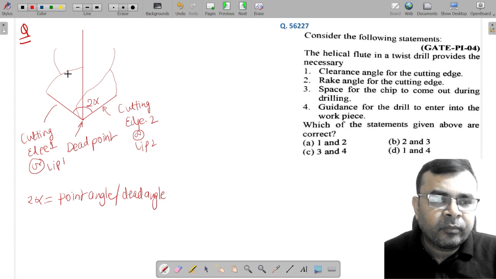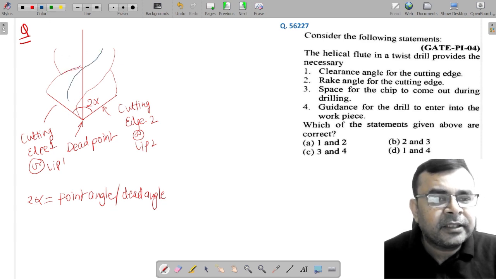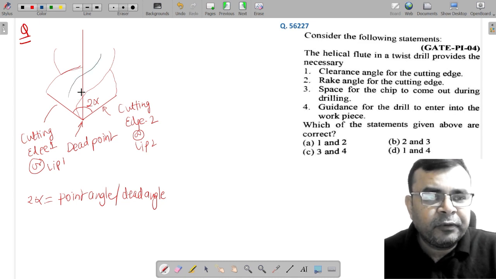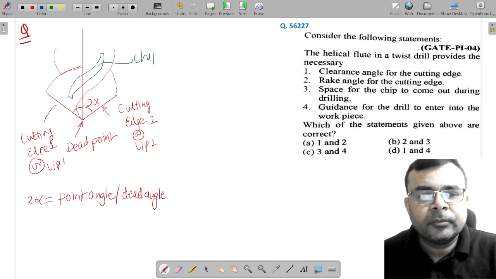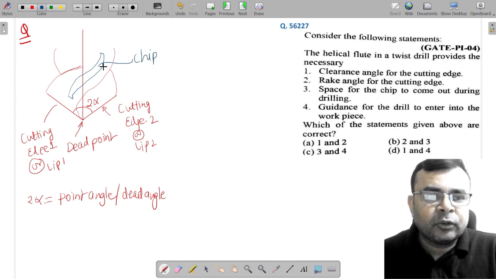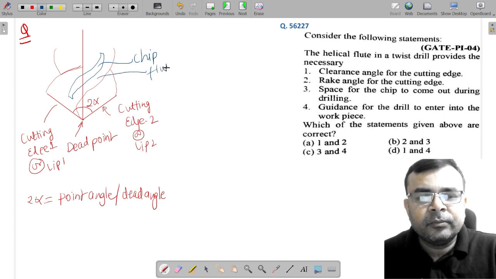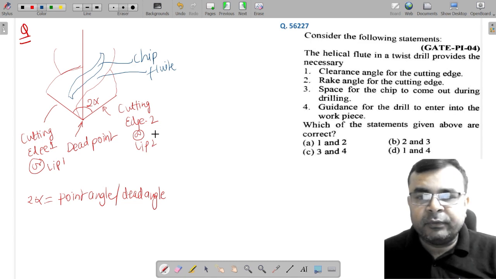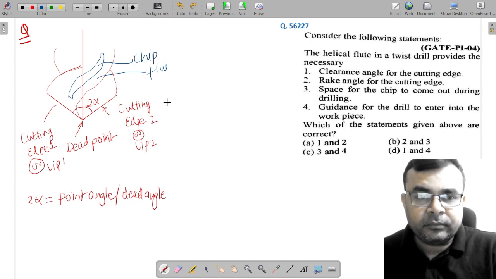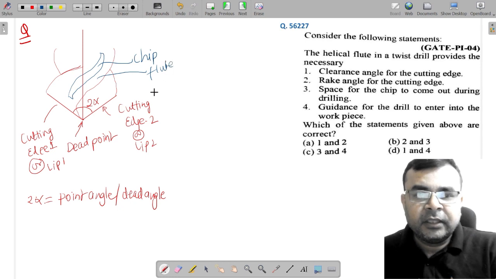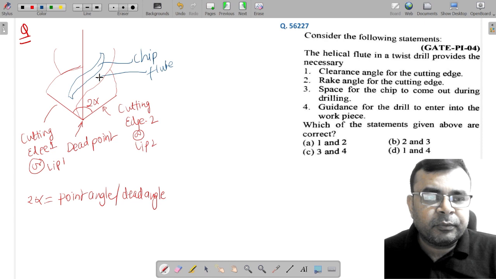Is it right? And you can see here, this is the passage through which a chip can be removed. Is it clear? This is chip, which can be removed. So this passage is called the flute. Yes or no? This passage is called the flute, correct? And this flute is provided to remove this chip.